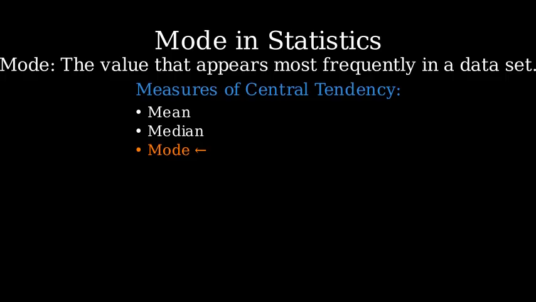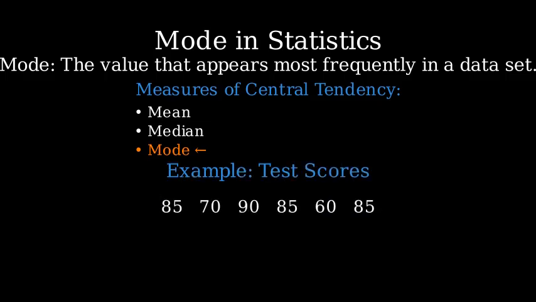Let's look at a simple example to understand the mode better. Suppose we have this data set of test scores: 85, 70, 90, 85, 60, and 85. Since 85 appears 3 times, which is more than any other value, 85 is the mode of this data set.